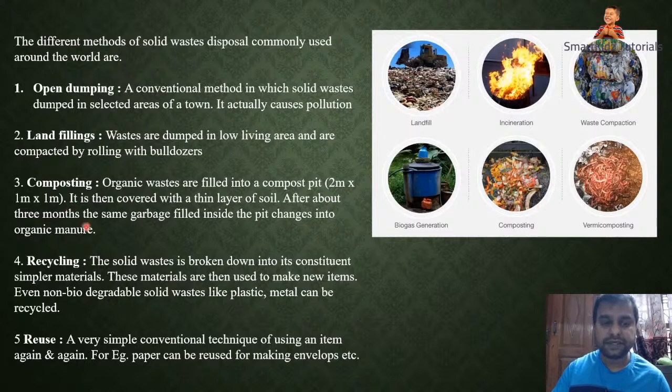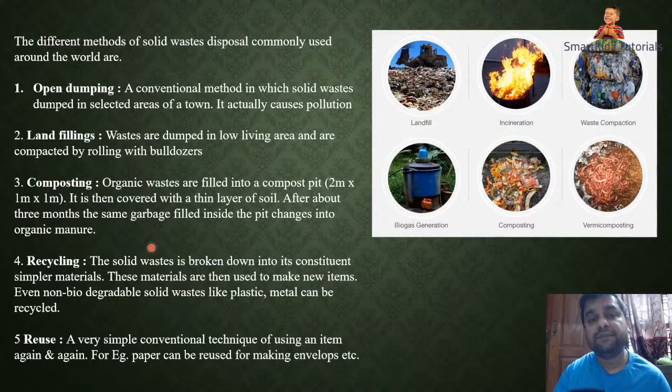Composting is something that you can do in the house. All the vegetable waste, some fish waste, maybe some other kitchen waste that is especially biodegradable. This is something that you can do and use in your gardens as well. Organic waste is filled into a compost pit. It is then covered with a thin layer of soil. After about 3 months, the garbage filled inside the pit changes into organic manure.